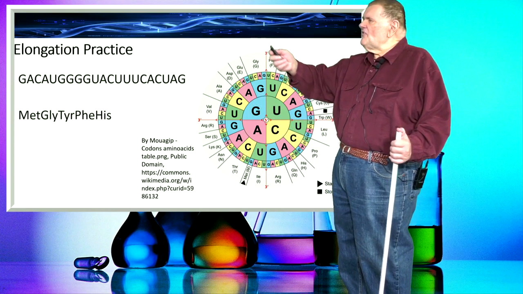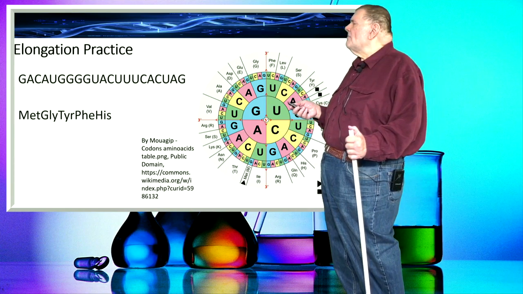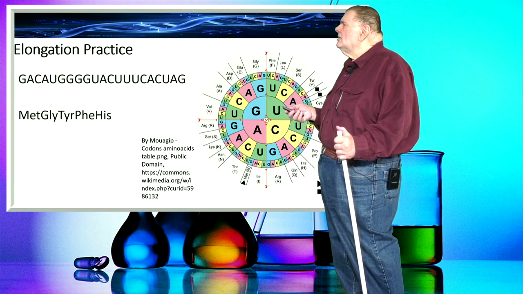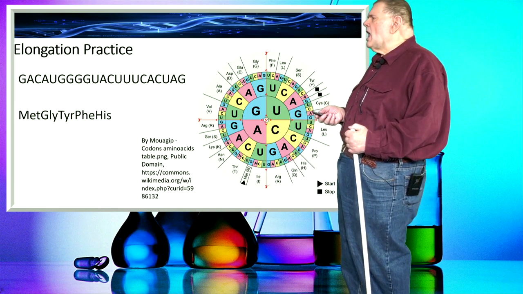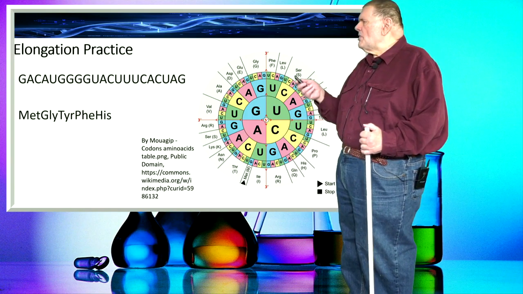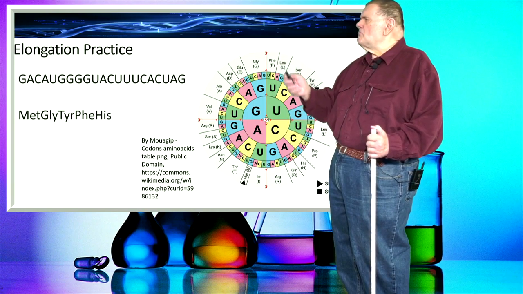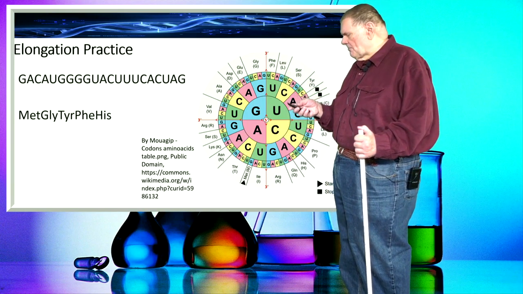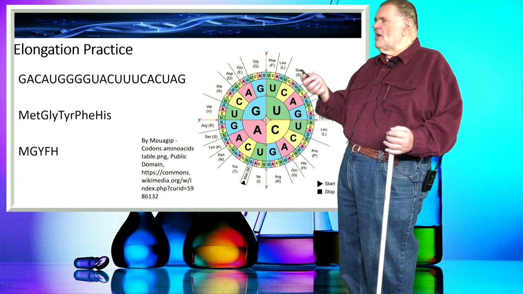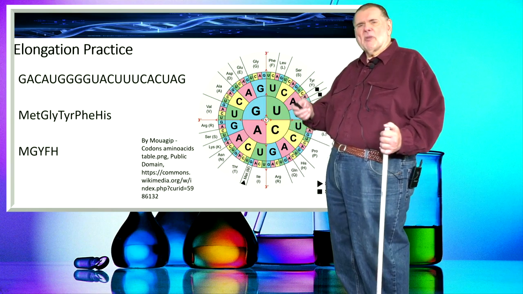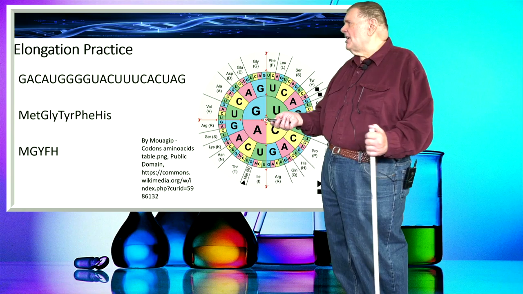So in this case, something went wrong because GAC is not giving us methionine. Normally, when you get methionine, that is a start code. So I made some typo there. And then single letters becomes MGYFH, much shorter abbreviation to use to indicate that polypeptide.